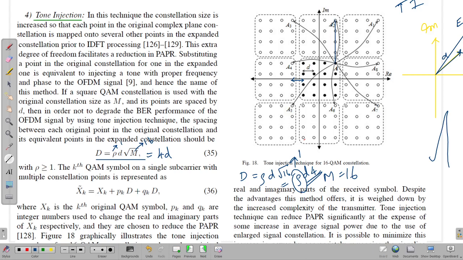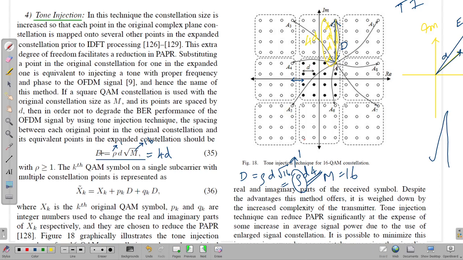So this distance is d, the distance between the original constellation point and its equivalent point in the extended constellation. So that is this distance d, and what is D? D should be at least equal to 4d. So you can clearly see, from here to here you have d, from this point to this point you have d, this point to this point you have d, and this point to this point you have d. So you have 4d, 4 times d.